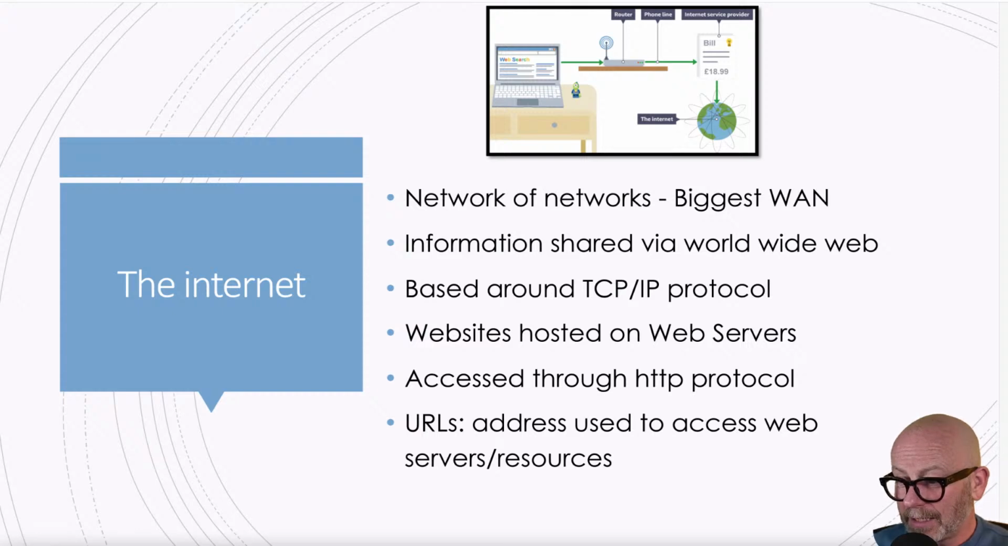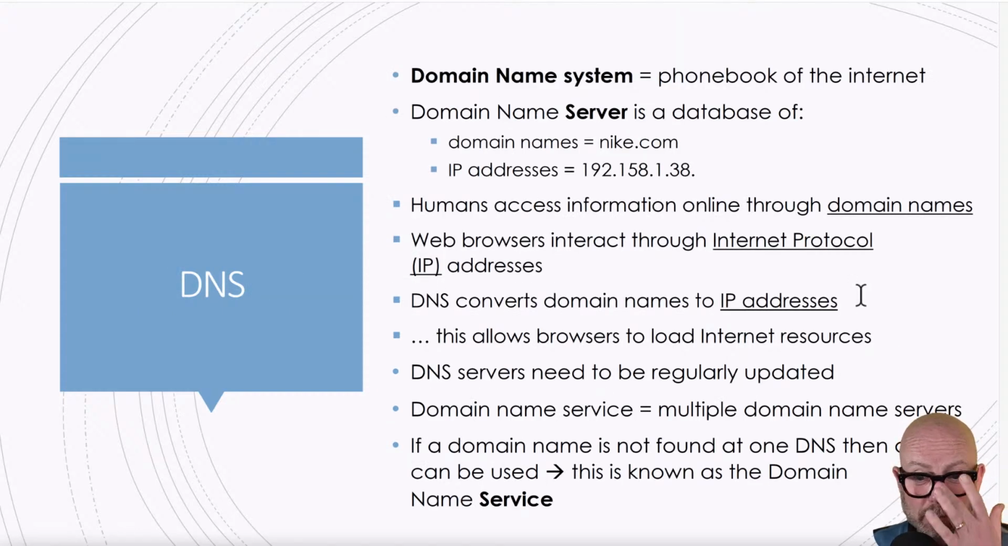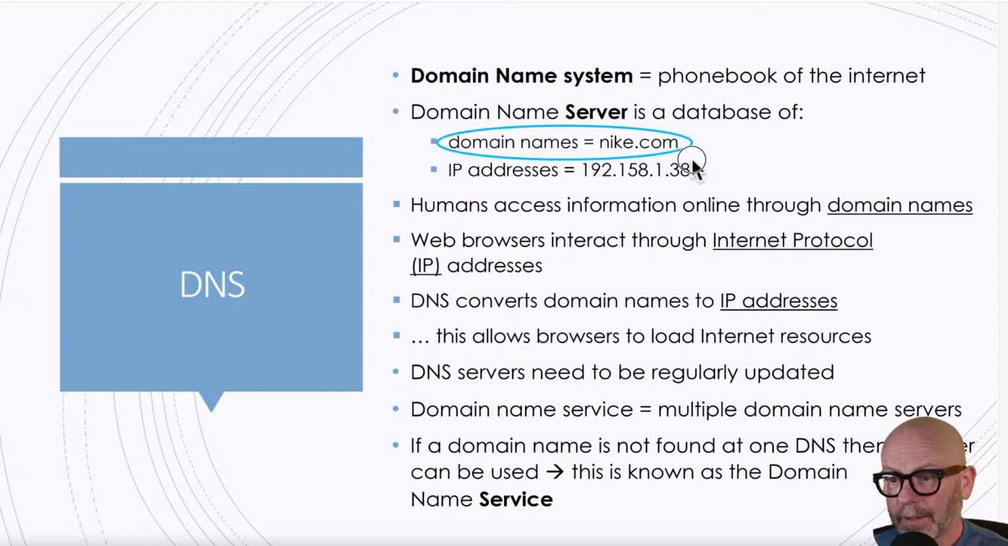Students need to learn the story of accessing web pages. Right, which is this? The domain name system. So here is the story. The domain name system is like the phone book of the internet. So the domain name server, it's a database of domain names. Now, an example of a domain name is Nike.com, okay? An example of a URL is Nike.com/trainers, okay?